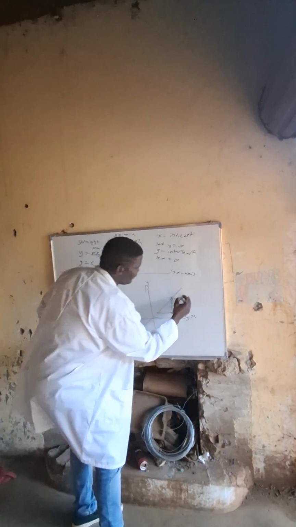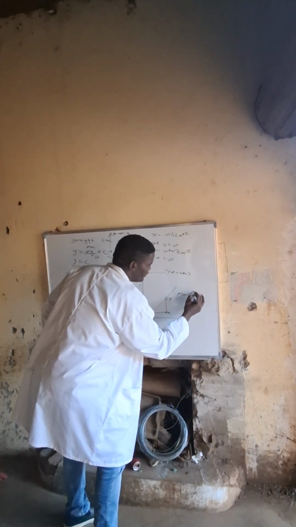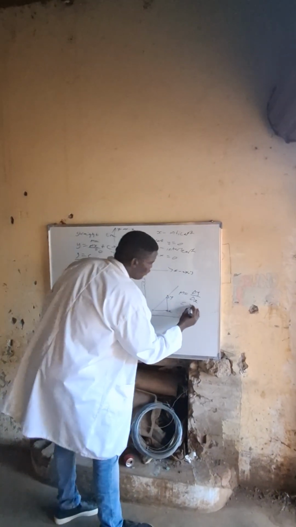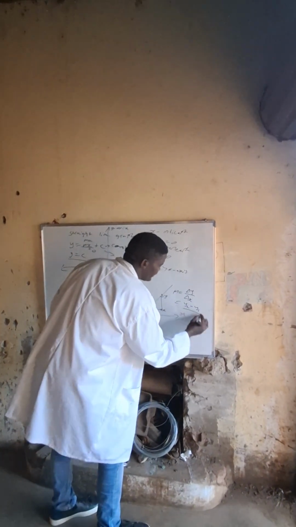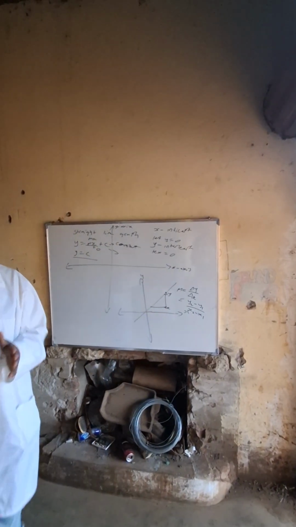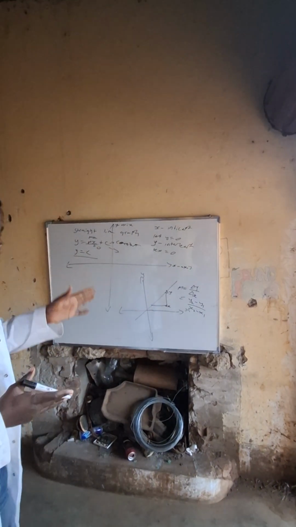The change in x and the change in y is going to help us to determine the gradient of the equation, which the formula of the gradient is m equals change in y over change in x. Change in y means y2 minus y1. Change in x is x2 minus x1. This is the formula to calculate our gradient.